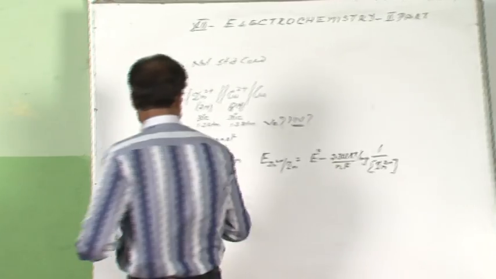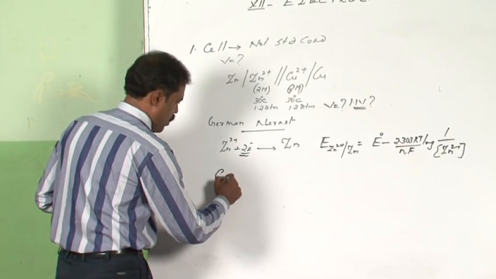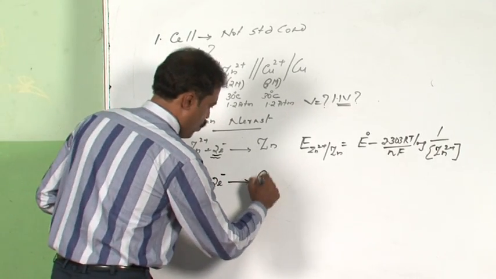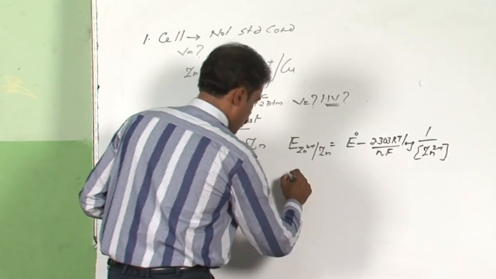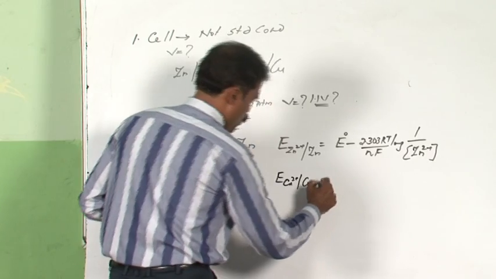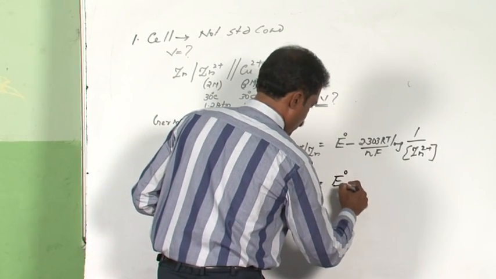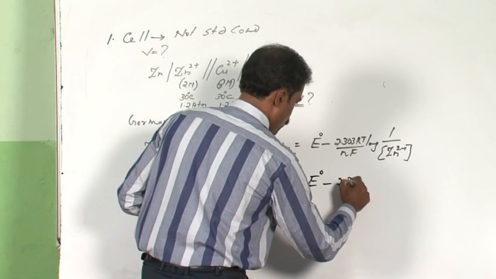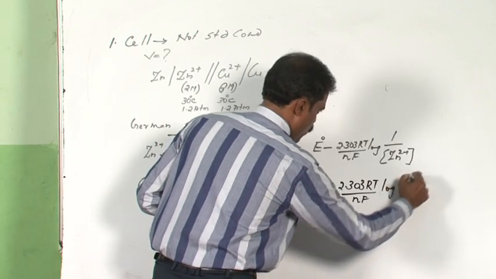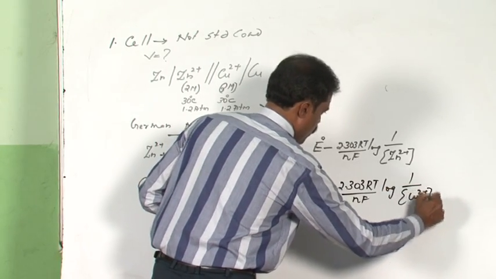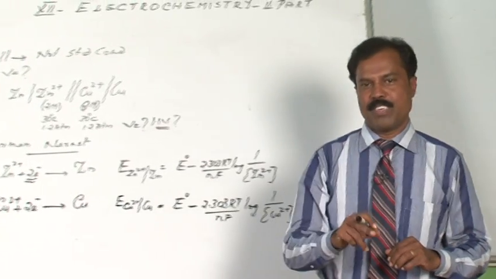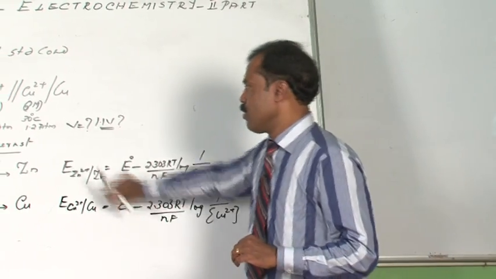The same way, we can write the reduction of the other half, which would give you copper metal. By the same expression we can write E of Cu2+/Cu is equal to E0 of Cu2+/Cu minus 2.303 RT divided by nF log of 1 by Cu2+. So these are the reduction potential values of the two half cells. We need to find out the EMF of the cell.